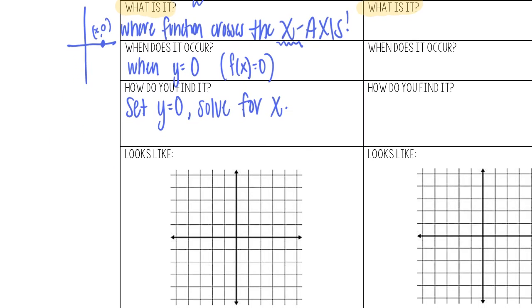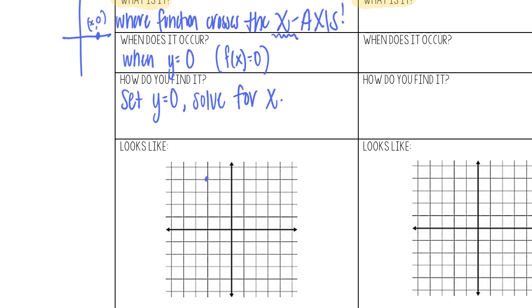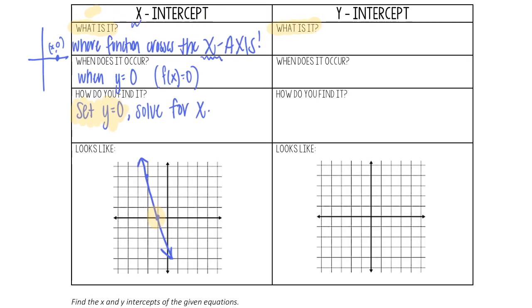If you were given a graph, you can simply look and see where the graph crosses the x-axis. So like if you were looking at a graph like that, you would of course look and see, oh, here's our x-intercept. We will be using both of these, setting y equal to 0, solving for x, and then also finding x-intercepts from graphs. Let's go over to y-intercepts. Very similar, except now we're talking about the y-axis. So it is where the graph crosses the y-axis.